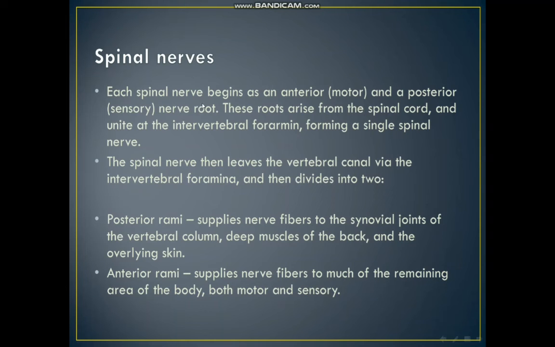Spinal nerve. Each spinal nerve begins as an anterior motor root and a posterior sensory nerve root. These roots arise from the spinal cord and unite at the intervertebral foramen, forming a single spinal nerve. The spinal nerve then leaves.